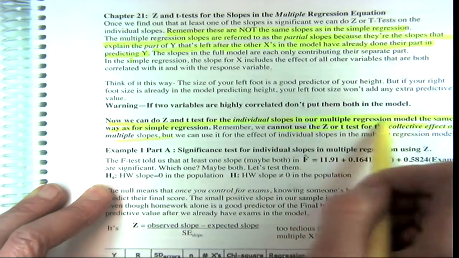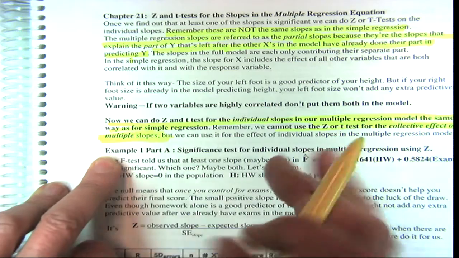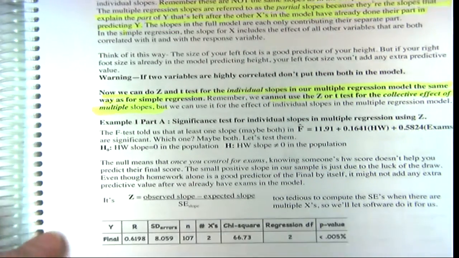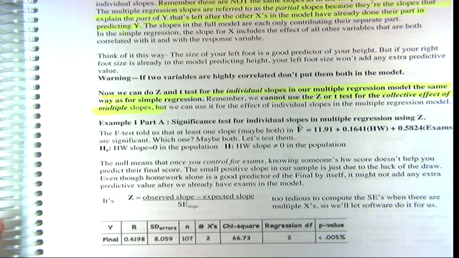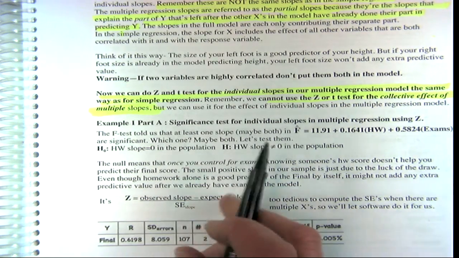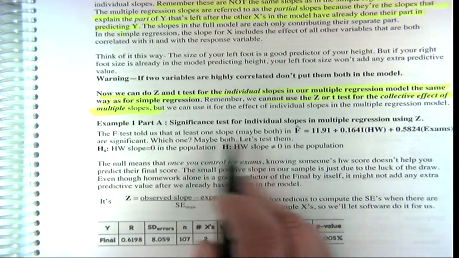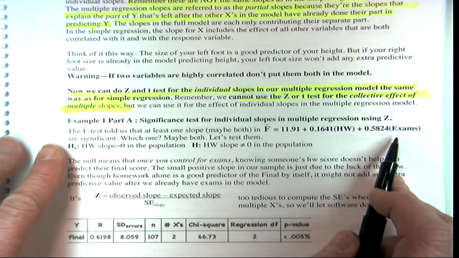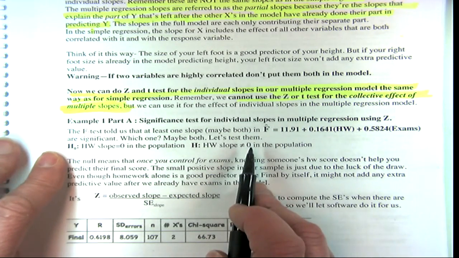We cannot use these for the overall when you have multiple slopes, but now we're focusing in. We want to see if homework is significant, is exam significant, are they both significant, etc. All right, so let's do that. That's all we're going to do here. So the F-test told us that at least one slope, maybe both, in this model is significant. Which one? Let's test them.